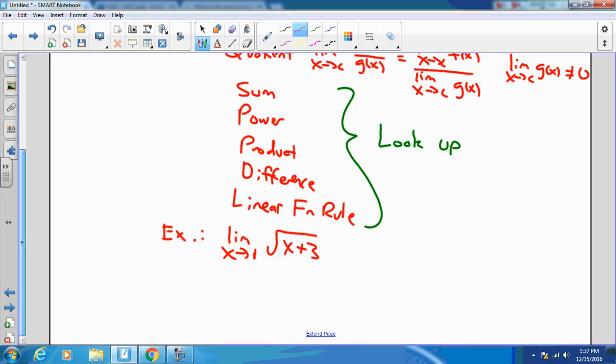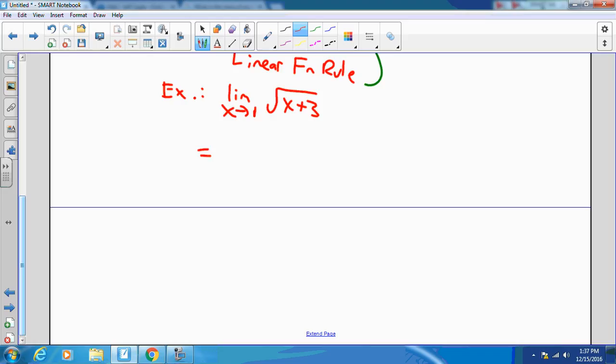Just as a quick example of use, if you have to evaluate the limit as x goes to 1 of root x plus 3, then we would consider, first of all, that this function is x plus 3 to the 1/2 power, so that we can use the power rule to rewrite, like so. Then we could use the sum rule.